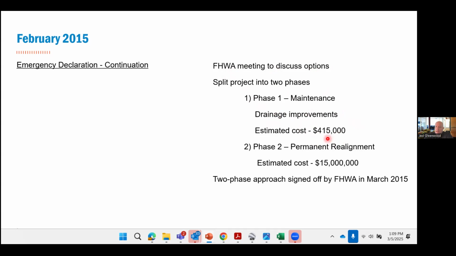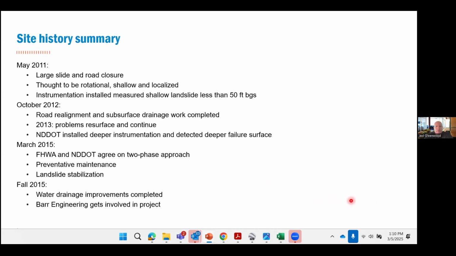About $500,000 for that work. And then a phase two permanent realignment or permanent repair. There was an estimated cost of $15 million for that work. So the two-phase approach was started in March of 2015. And again, that's about when we got involved in the project.